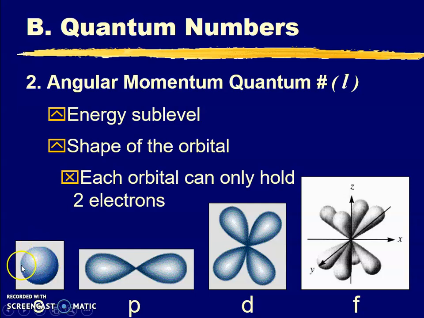S is a sphere. P is kind of shaped like a barbell. D is shaped sort of like a flower, and then we start getting really funky with F because it's really big. But this angular momentum quantum number is going to tell you the shape of the orbital that it's in, either S, P, D, or F.